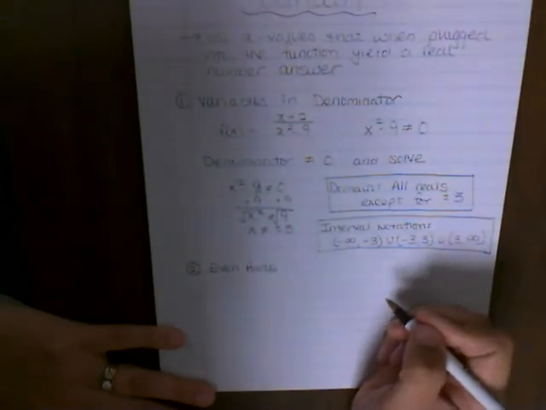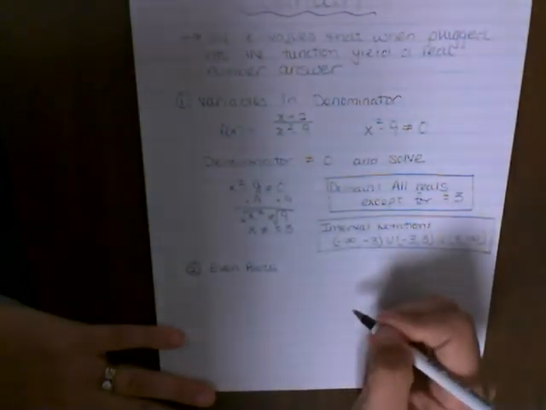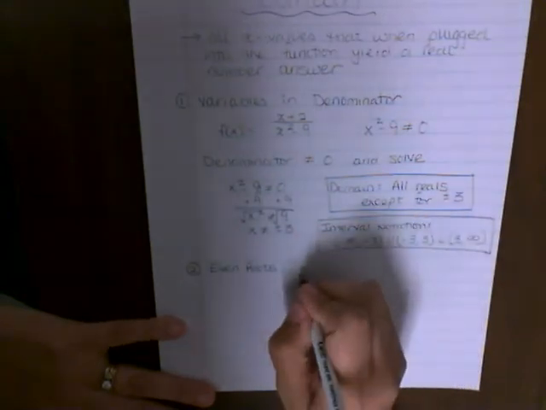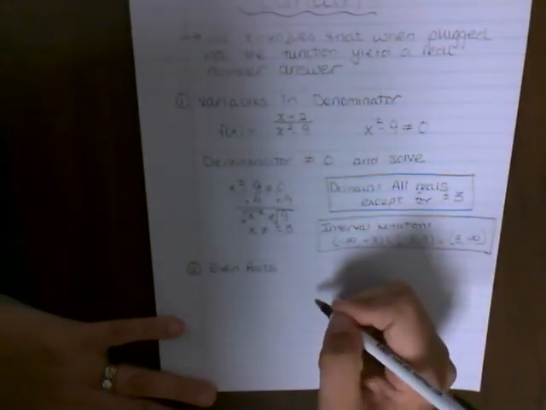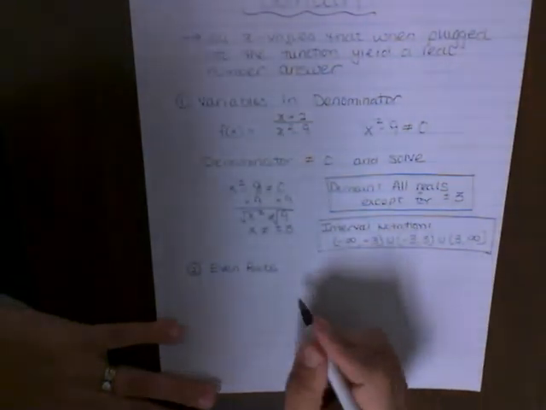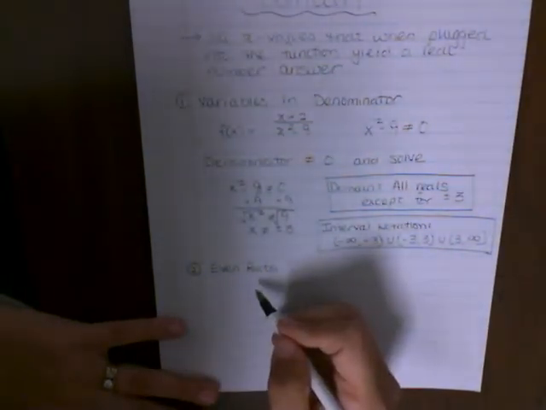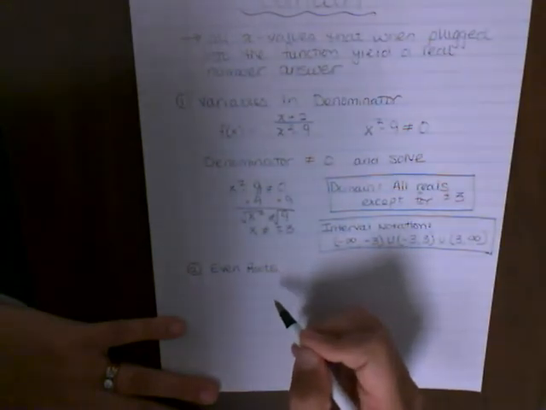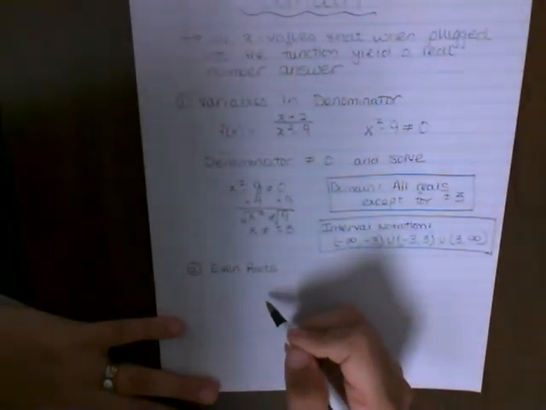And what I mean by even roots are roots with even indices, such as square roots or fourth roots or 10th roots. Anytime you're taking a root with an even index, it's an even root. And the issue we come across with even roots is we can't take even roots of negative numbers and get a real number answer back.